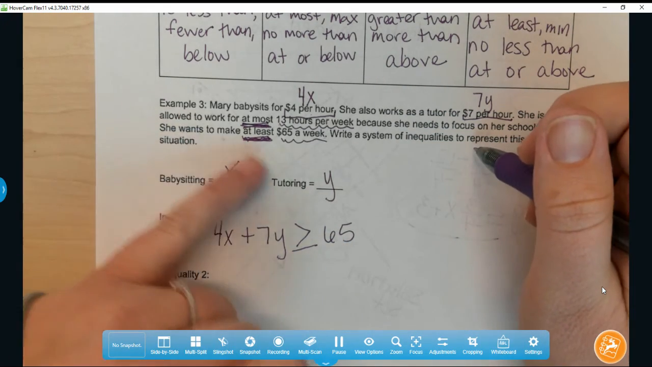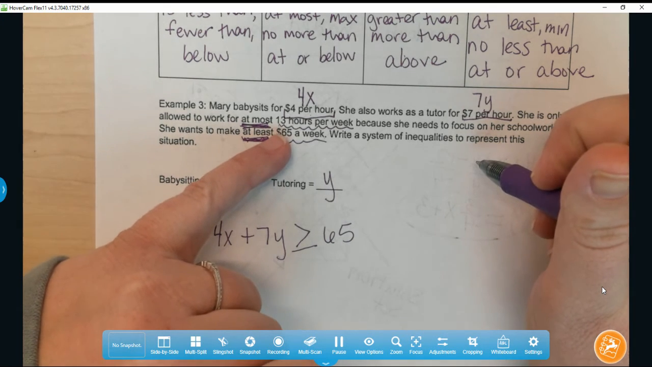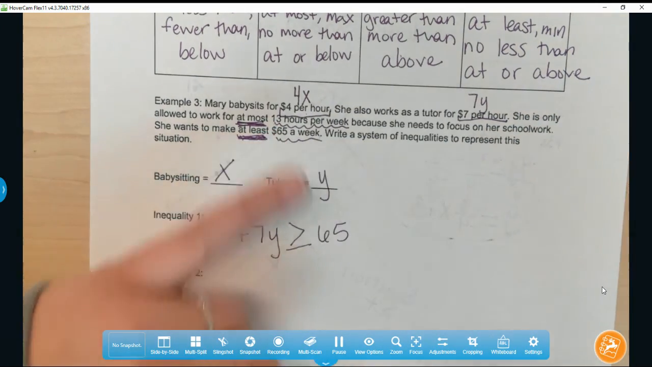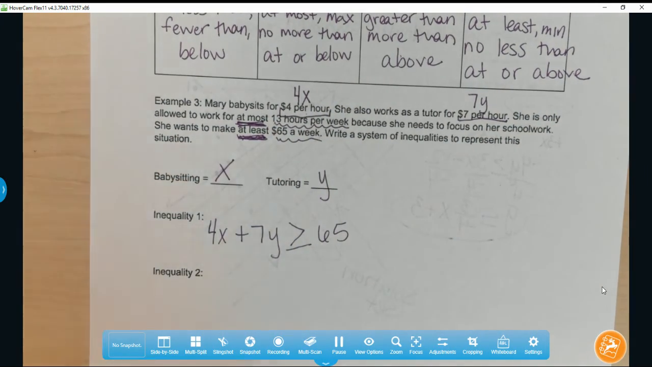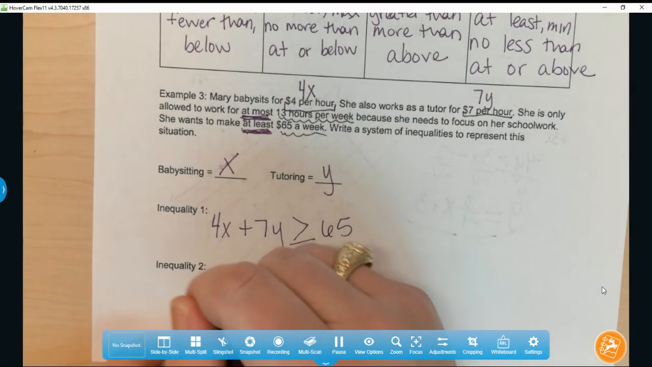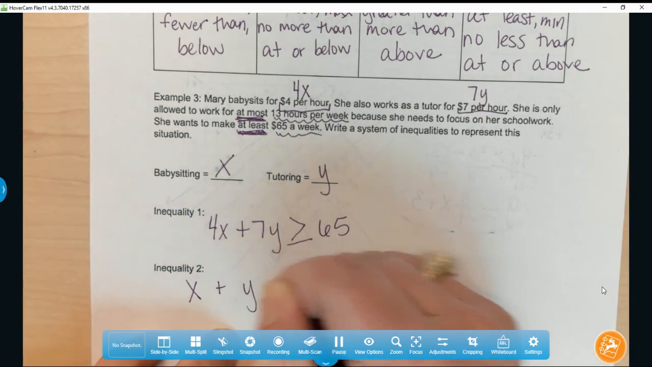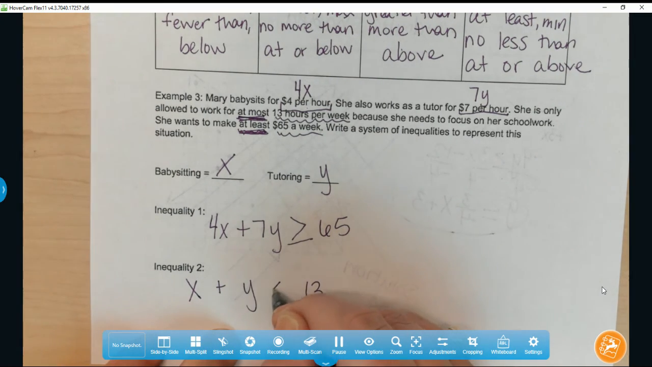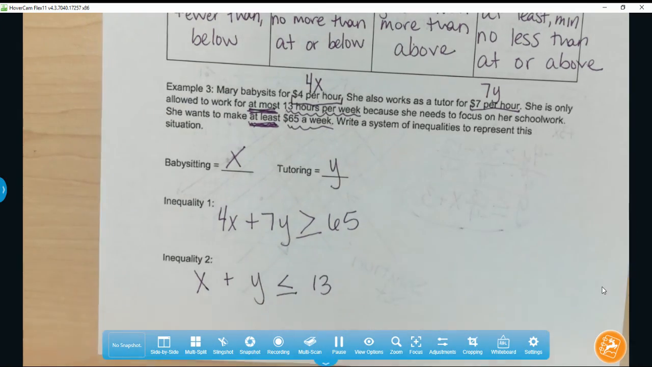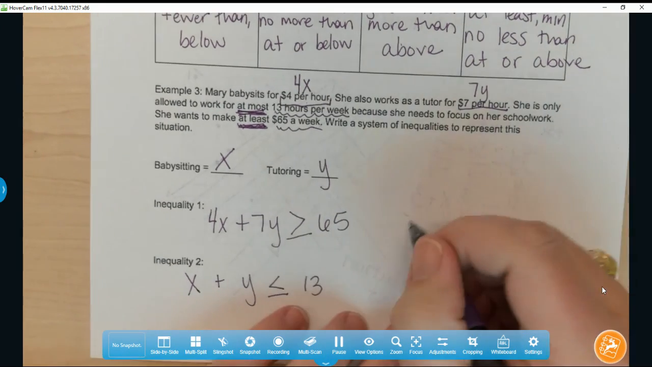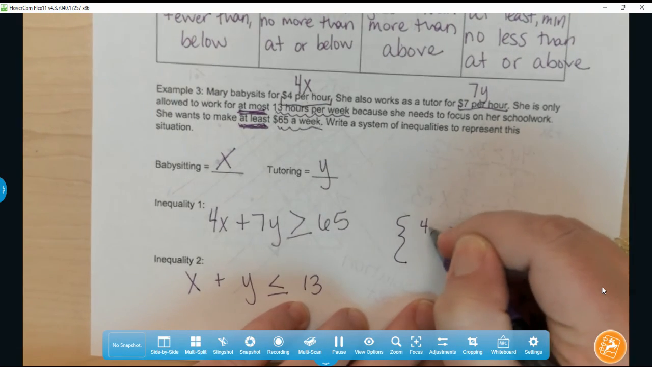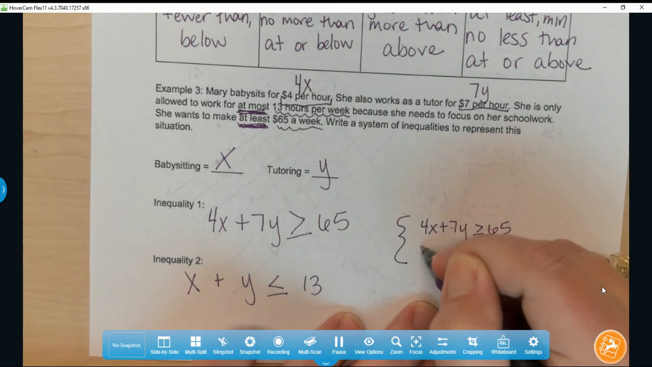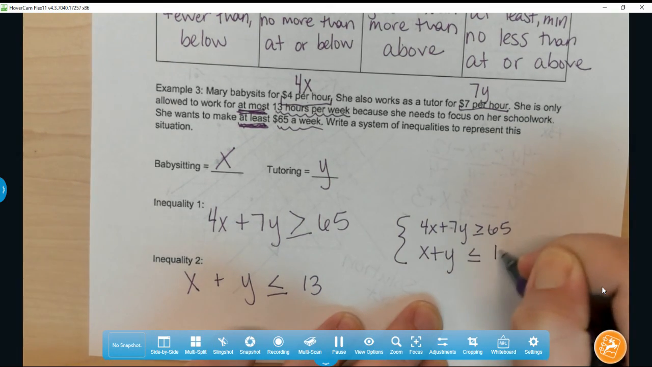She's only allowed to work at most 13 hours per week. So she can work 13, but she can't work anything else above that. So you would say that 13 is going to be that maximum. So she could either babysit or tutor for the 13 hours. But whatever she's doing here has to be less than or equal to 13. She cannot go over that 13 hours. So this system would be 4x plus 7y is greater than or equal to 65, and x plus y is less than or equal to 13.